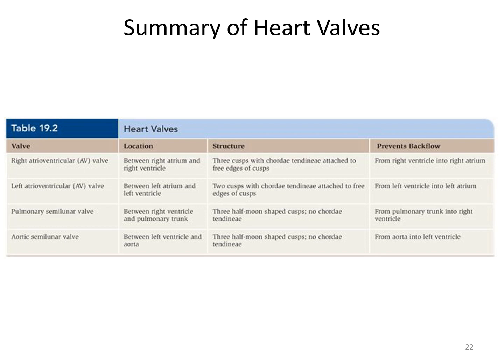This is just a summary of the different valves. We've got the right AV, left AV, pulmonary semilunar, and aortic semilunar. This should be found in your book. This is an older version, so I don't know what page. It tells you where they're found, what their structure is, and how they prevent backflow.